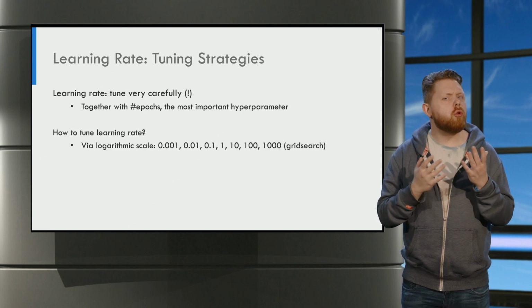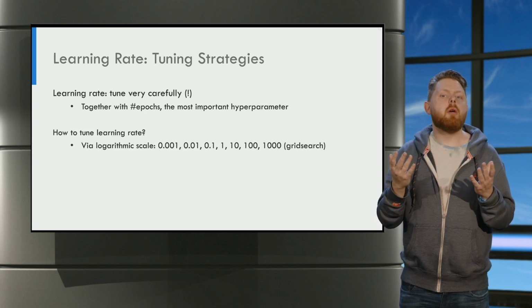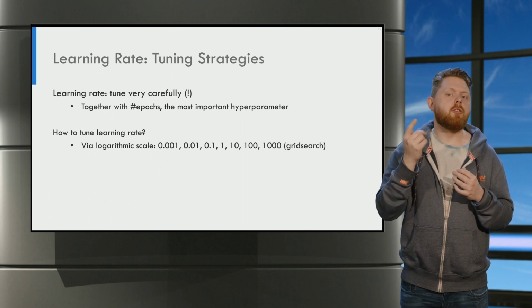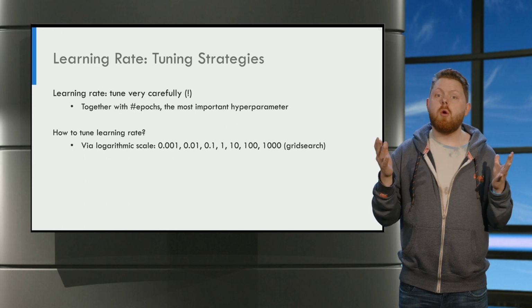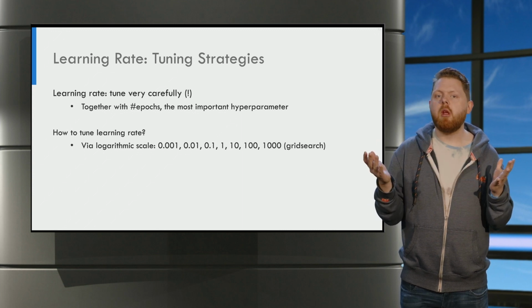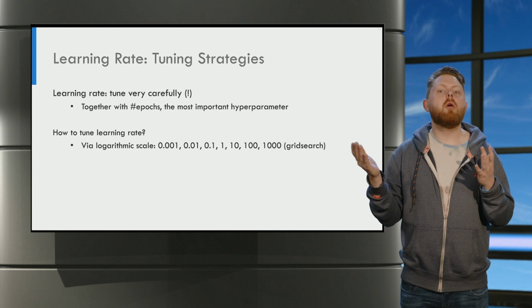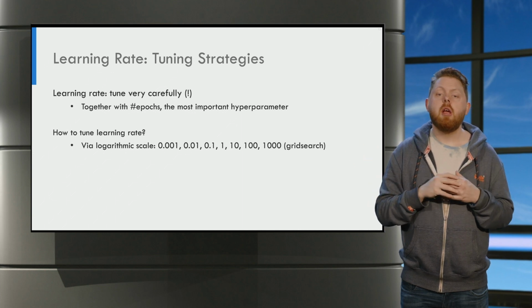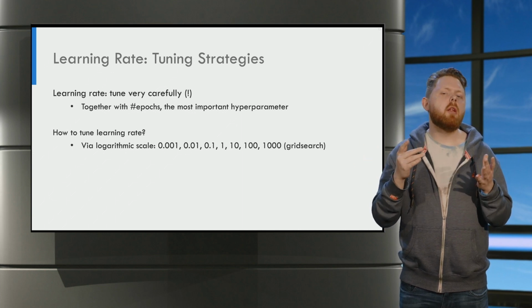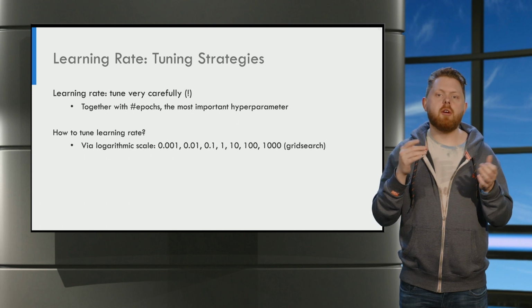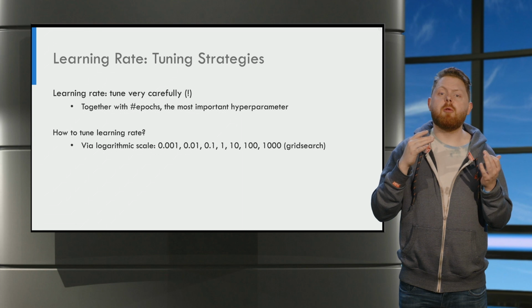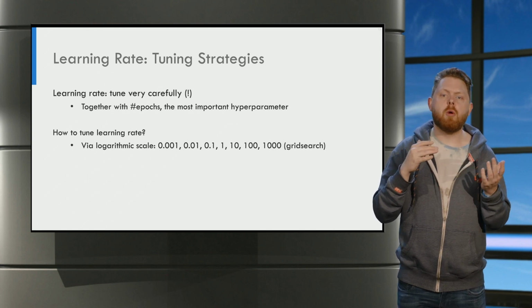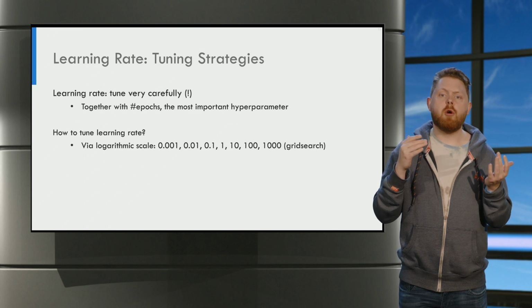Okay, but how to tune them? Remember, the learning rate is always positive. However, it can be as large or as small as possible. There are no clear upper or lower bounds. Therefore, we tune it using a logarithmic scale. This means you first try 0.001, and if that doesn't work, you try 0.01, and then you try 0.1.